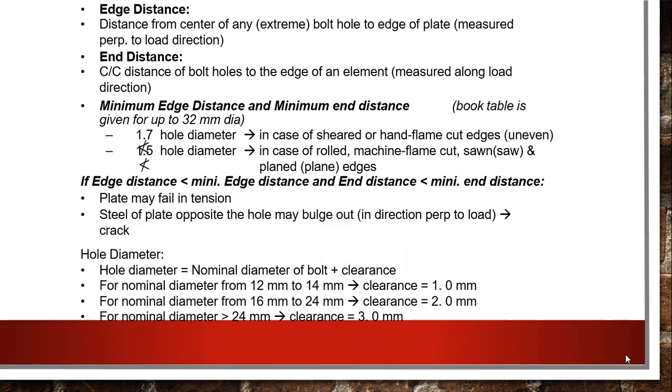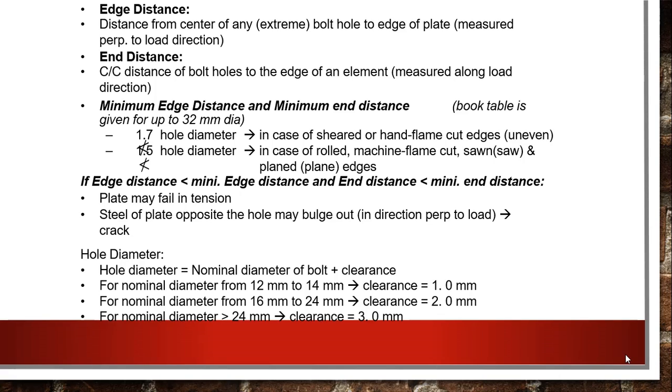So moving forward, the next terminology is edge distance. It is the distance from center of any extreme bolt hole to the edge of the plate, measured perpendicular to the load direction. And the next is end distance. It is also the distance from center of bolt holes to the edge of an element, but it is measured along the direction of load. So the basic difference is that end distance is measured along the load direction and edge distance is measured perpendicular to the load direction.